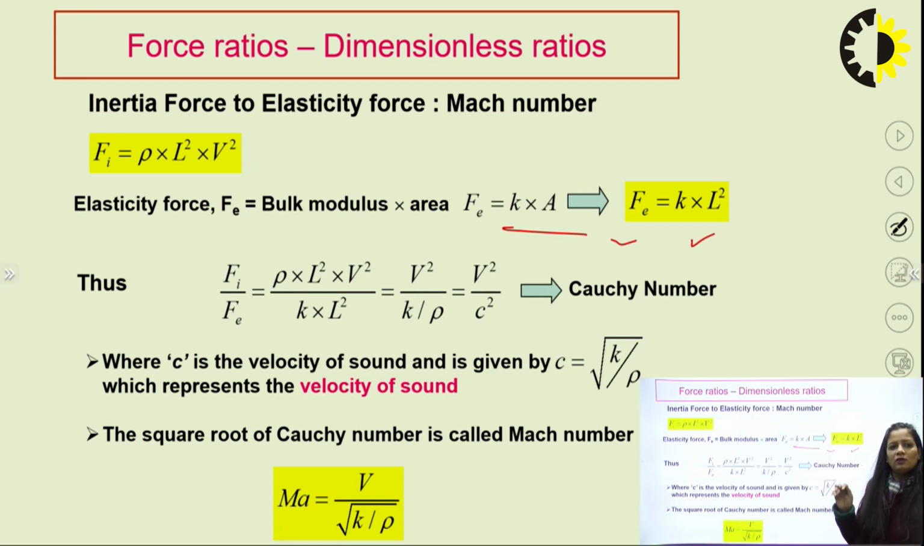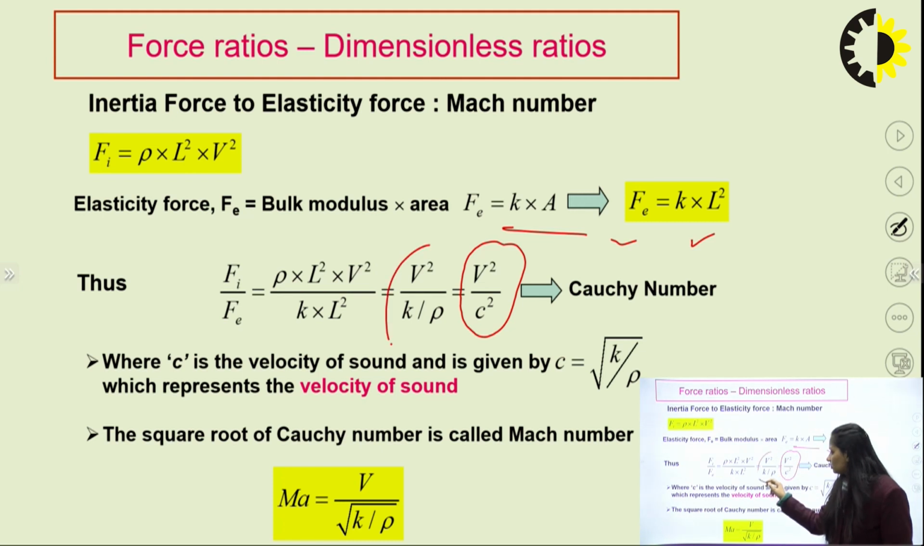So what will be your Cauchy number? Cauchy number is just a ratio of Fi by Fe. So what you are going to get here as this number, V square by K by rho. Here K by rho you can take it as root over of K by rho.